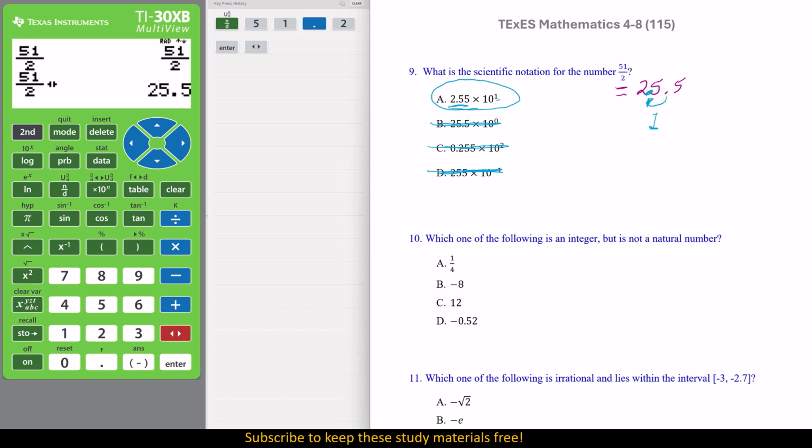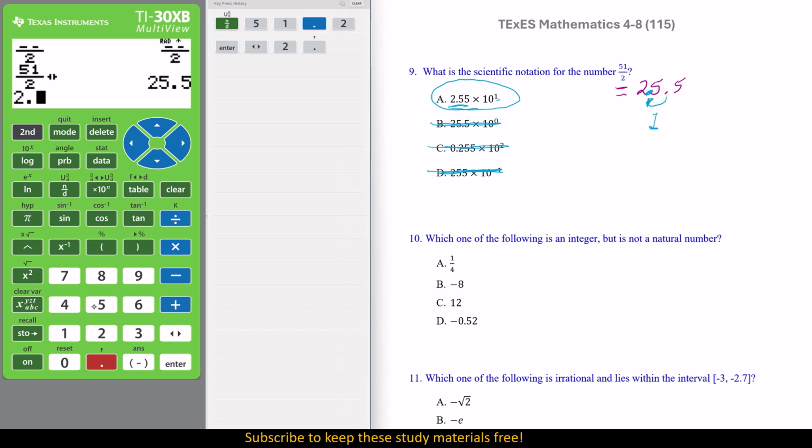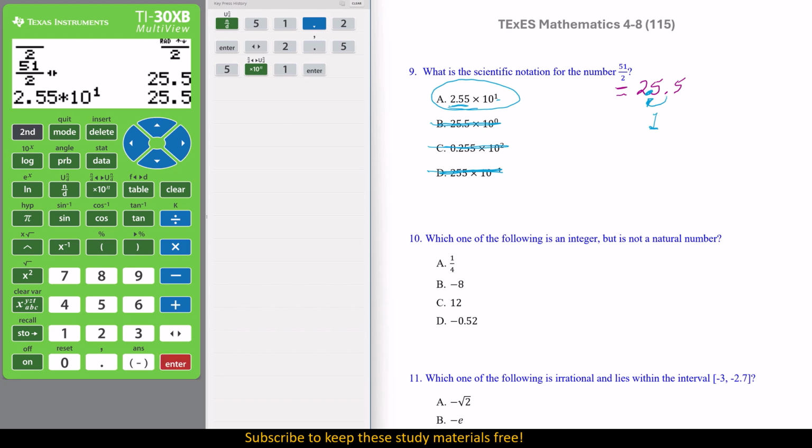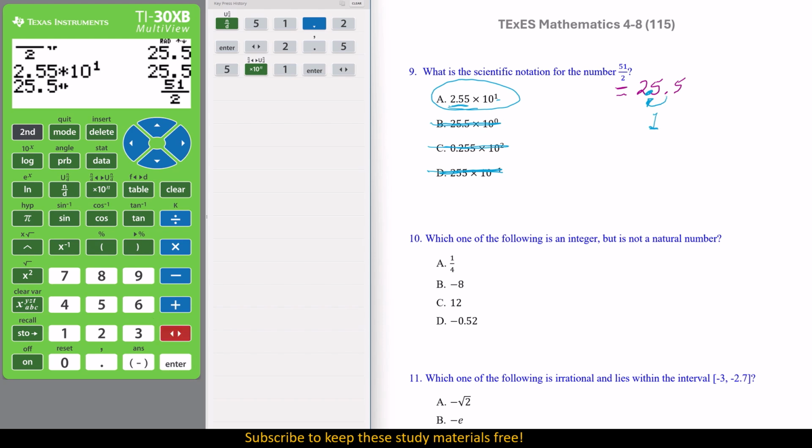So let's put not option B, I'm sorry, option A. Let's put option A in the calculator, 2.55, and then push this wonderful scientific notation button and put 1 in for your exponent, press enter, and that's what we started with, but in decimal form. So how do we get the fraction form? Push toggle, and we're right back where we started from, so A has been verified.